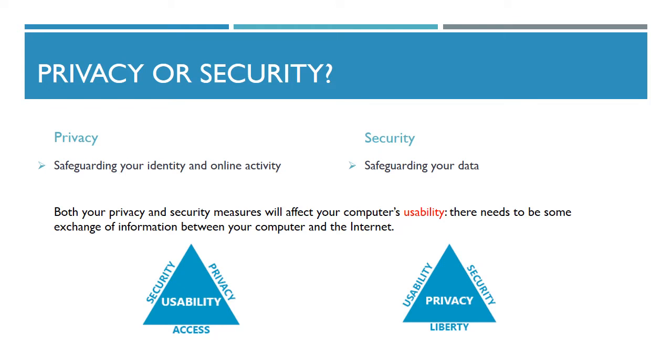So what is the difference between privacy and security? Privacy means you are safeguarding your identity and online activity, while security is safeguarding your data as a whole. Both are related and important.